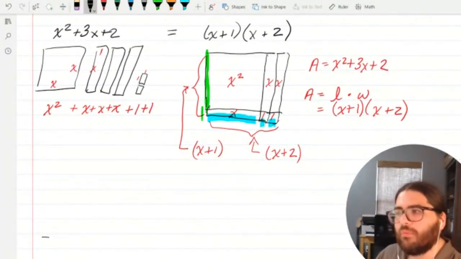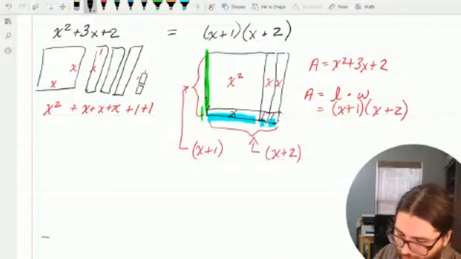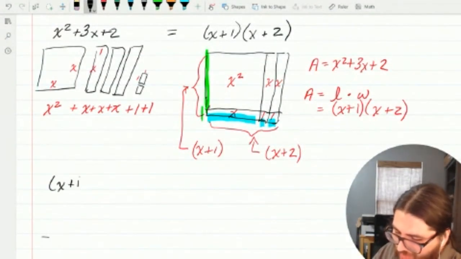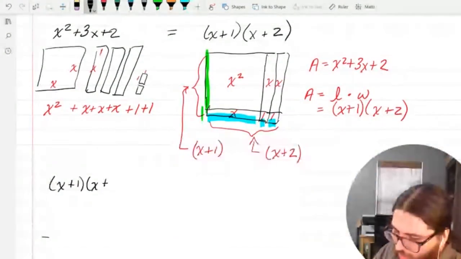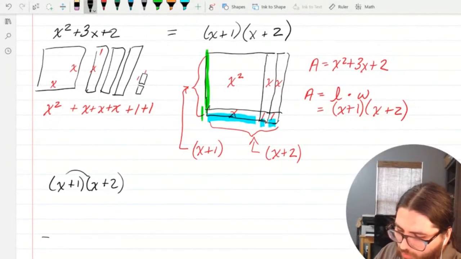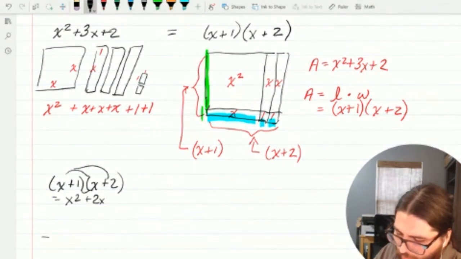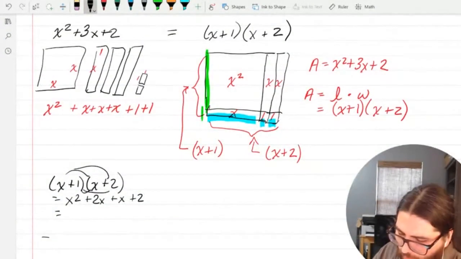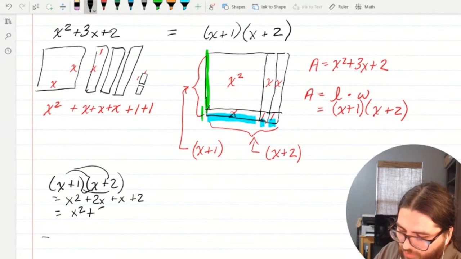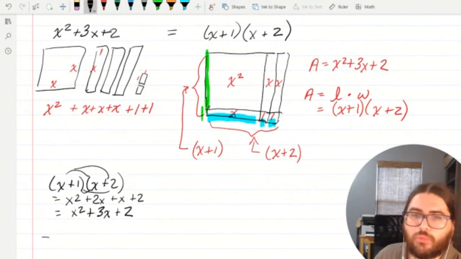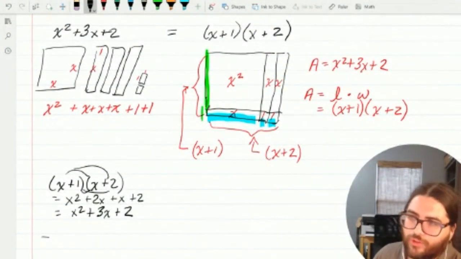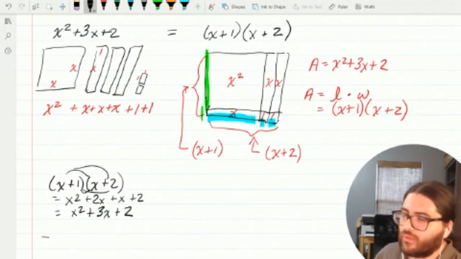Not a problem, you say, Professor. I've seen that before. I feel pretty confident about that. As a matter of fact, you really didn't need to tell me that at all, because I would have just done this with the old school FOIL method. I would have done x squared plus 2x plus x plus 2, and I would have combined my like terms because I'm a savvy algebra guy or gal, and I would have made x squared plus 3x plus 2. I would have been able to tell you that those two things are the same.